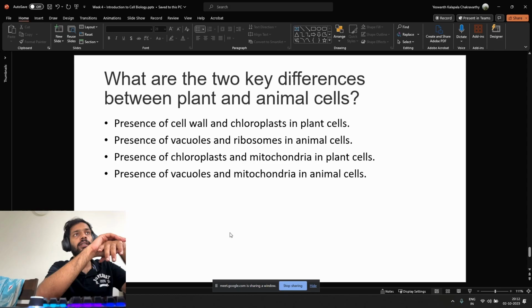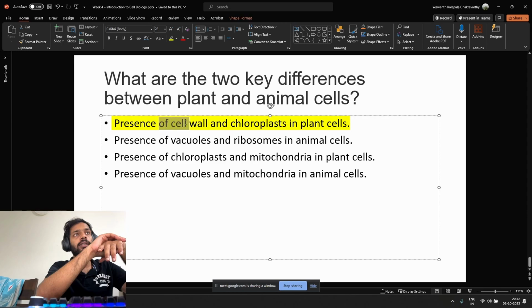What do you guys think? Yeah, so essentially cell wall and chloroplasts are present in plant cells, whereas ribosomes are present in animal cells as well as plant cells. Chloroplasts are present in plant cells, but mitochondria are present in both animal and plant cells. So the two key differences are plant cells exclusively containing cell wall and chloroplasts.